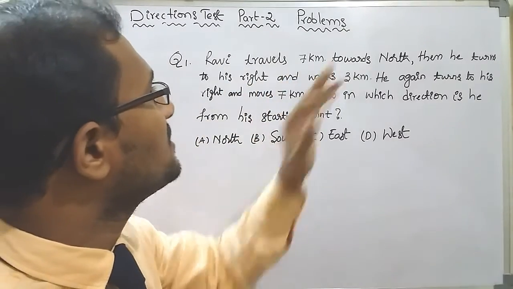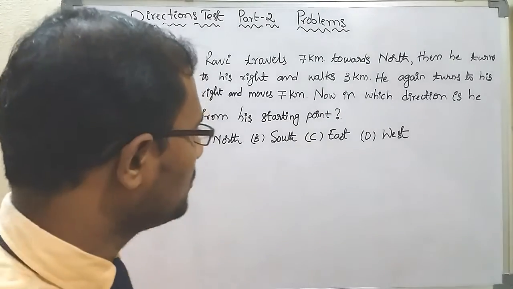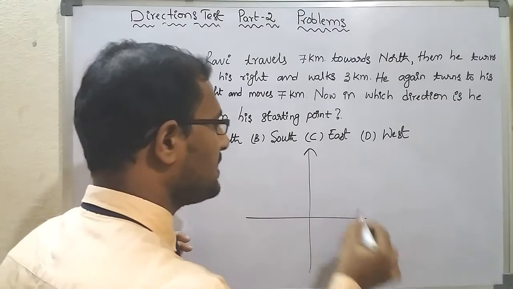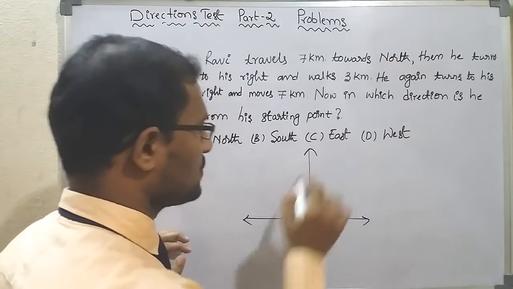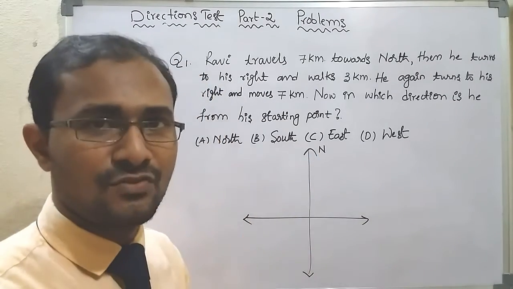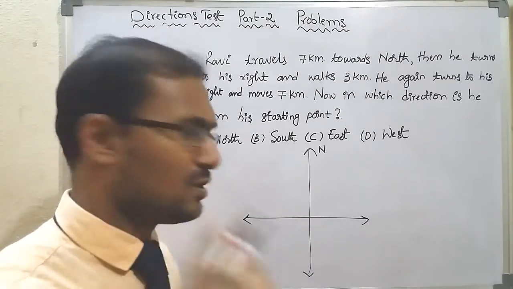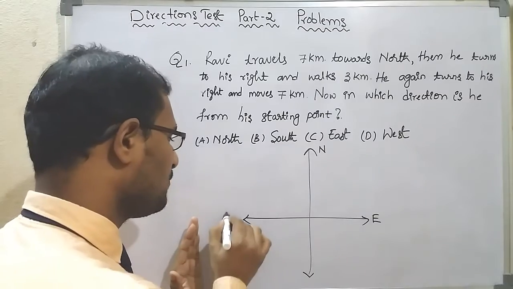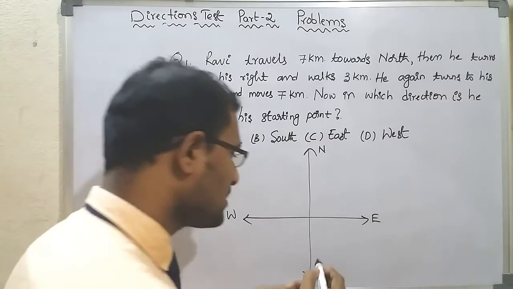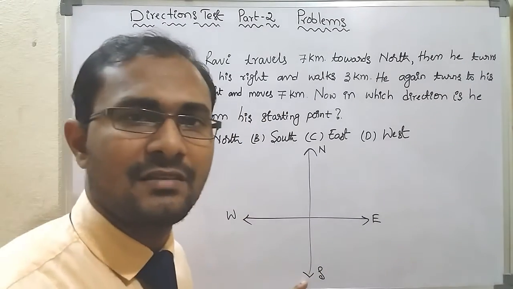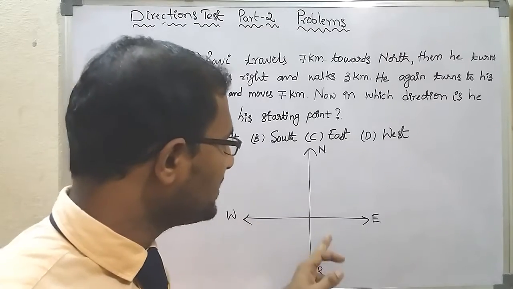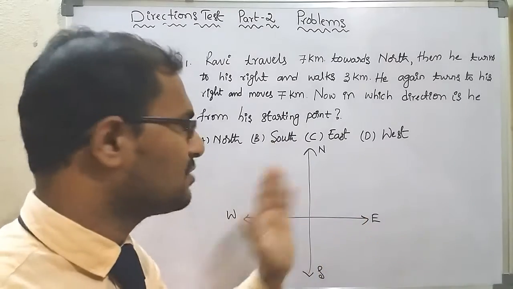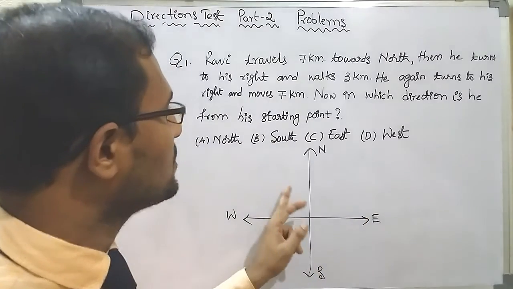Ravi travels 7 kilometers towards north. We already know the standard directions. So always the top direction we have to take. Top is north direction. Always right hand side is east direction. Always left hand side is west direction. And always downward direction is south. This is how we have to take the direction. Okay, and subordinate directions are also there, so we will come to subordinate directions if any question is dealing with those directions.